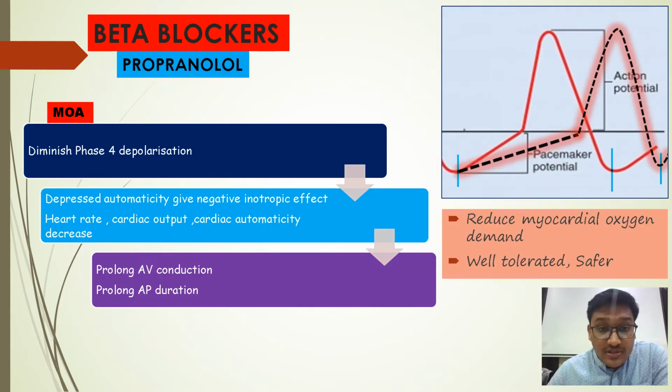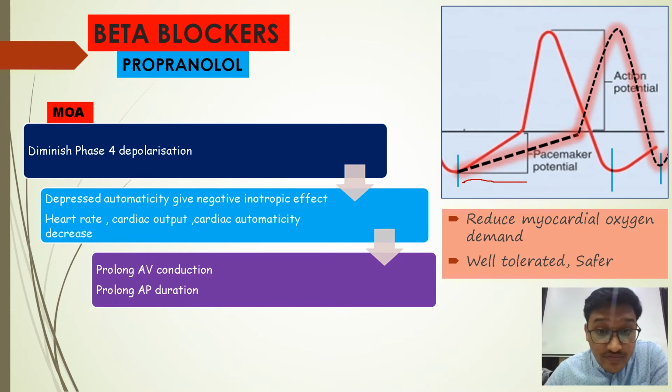Coming to the beta blockers, whenever we hear this name, the first thing we remember is propranolol. So what is the action of propranolol? It will diminish the phase 4 of the depolarization. What is phase 4? As we just discussed, this part is the phase 4. As you can see below this line, this is the phase 4. It will diminish the phase 4 depolarization. This dotted line is the beta blocker action. So you can see the phase 4 is depressed. Due to this, there is depressed automaticity and there is negative inotropic effect.